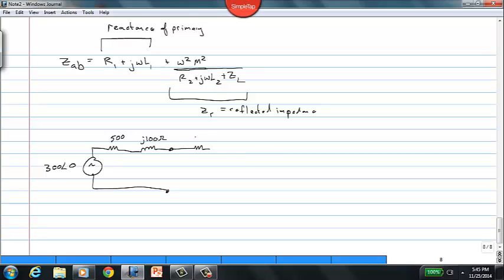The transformer has an internal resistance of the primary of 200 ohms, and the self impedance of the primary of j3600 ohms. There is the secondary, which has a secondary self-impedance of j1600 ohms and a secondary series resistance of 100 ohms, and that is feeding a load that is an RC load. It's got 800 ohms of resistance, and the capacitor looks like a 2500 ohm resistor at the frequency of operation.